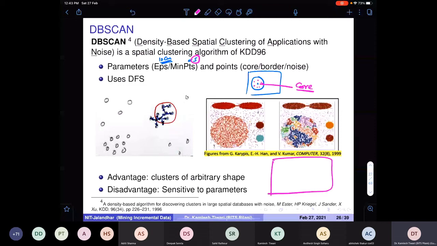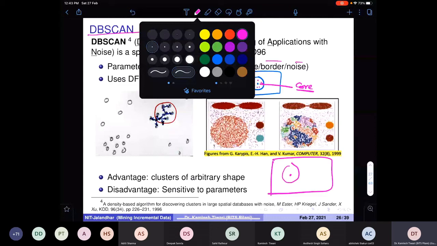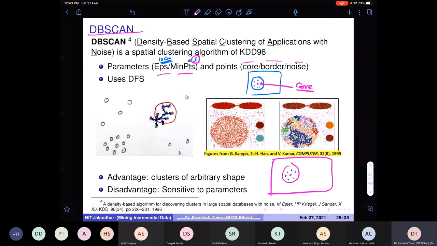So there is a point. Two parameters are there: EPS and MinPts. You are going to draw a circle around this point of radius EPS, and try to see how many other points are there. If there are, say, 6 points, and MinPts is 5, then this particular point which I was considering is called the core point. Make sense?